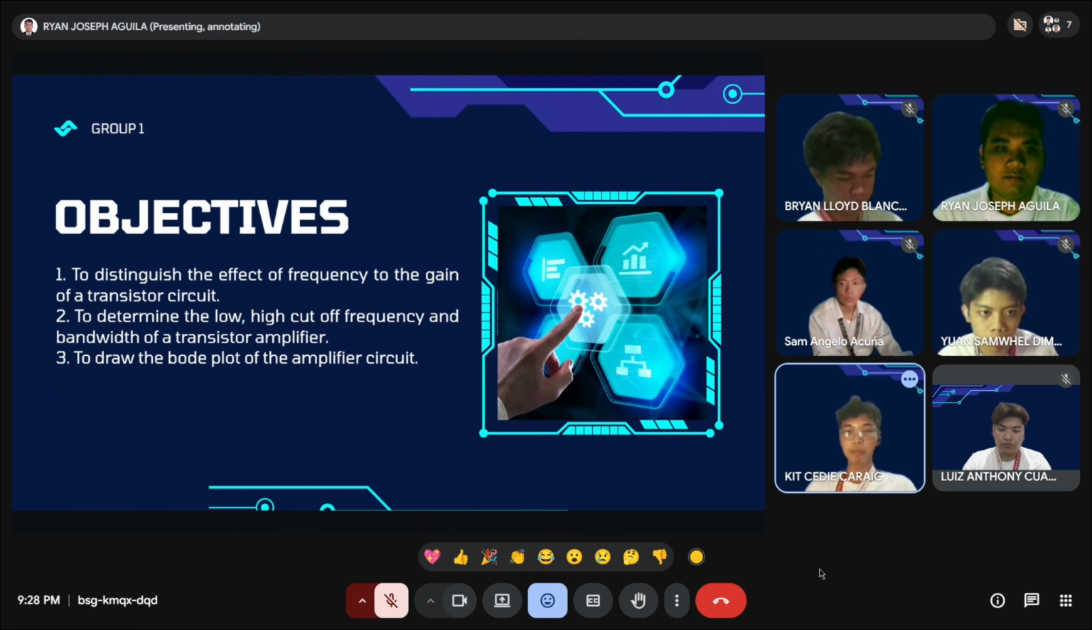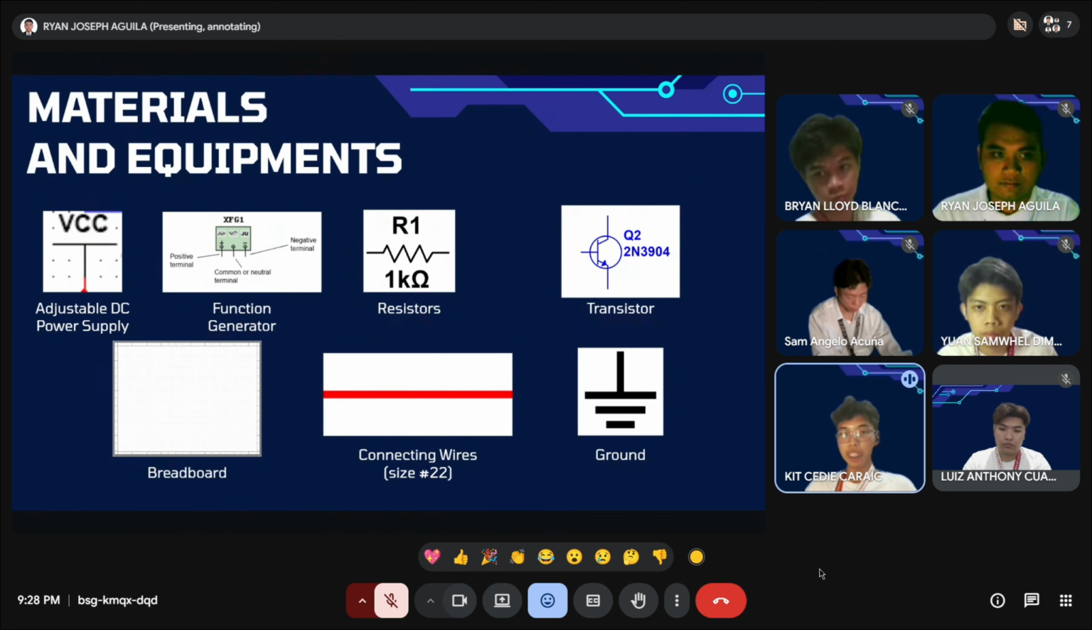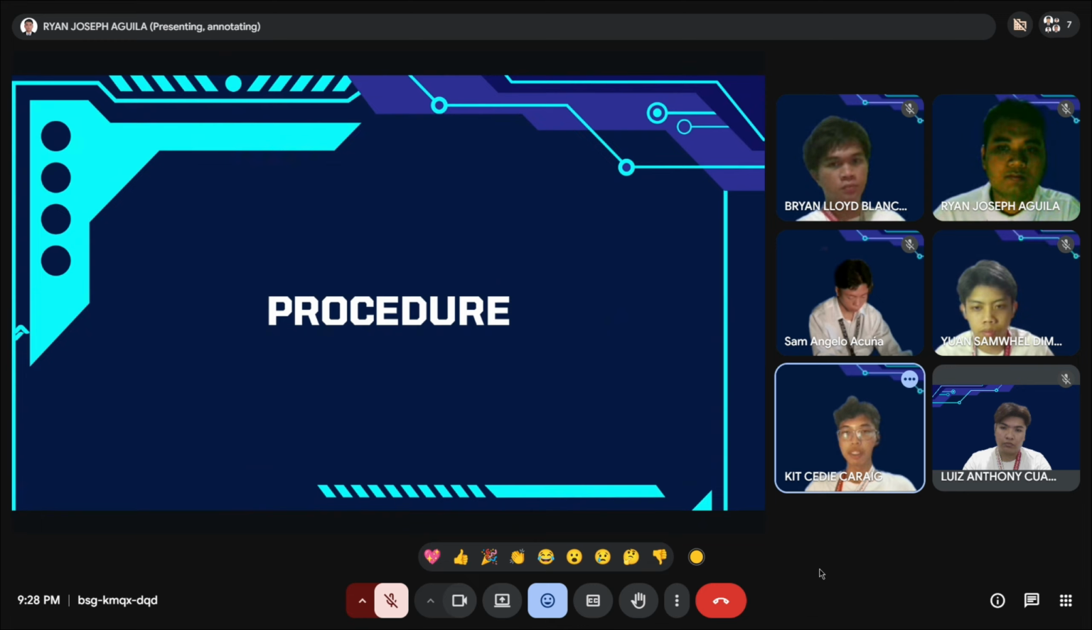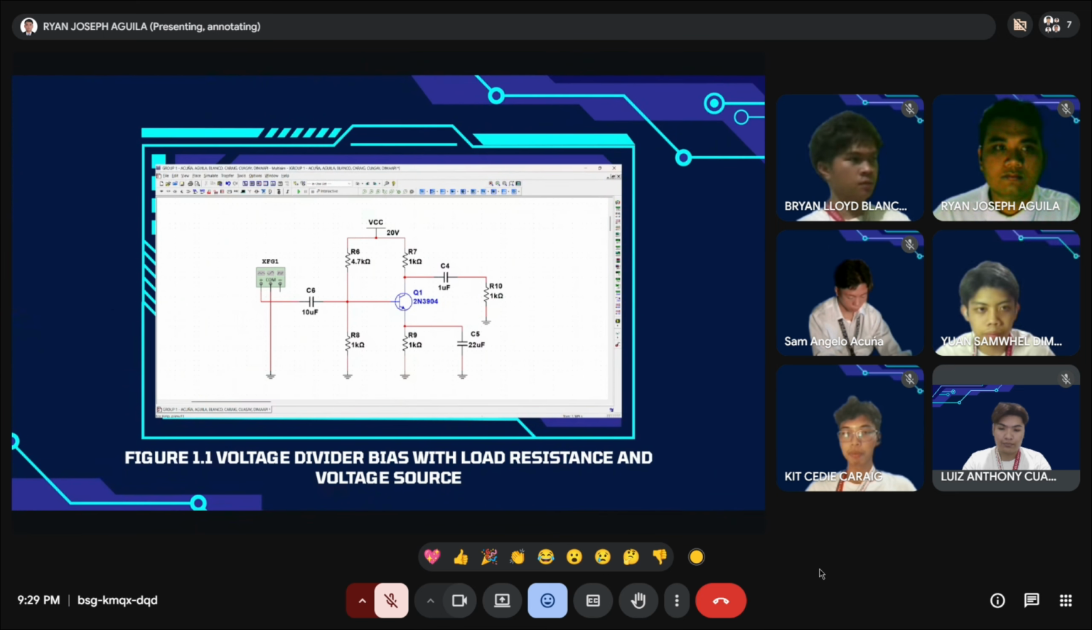Next slide, please. So just like in experiment 2, our materials and equipment are the same as in the previous experiment. Next slide, please. All right, next slide, please. So for the procedure, first, we reconstructed the circuit in Multisim and the voltage divider with load resistance circuit is displayed. Next slide, please.